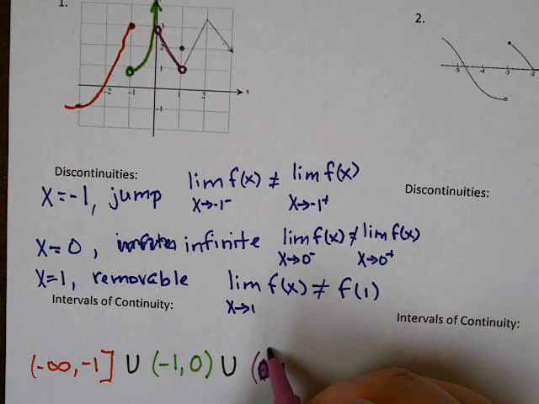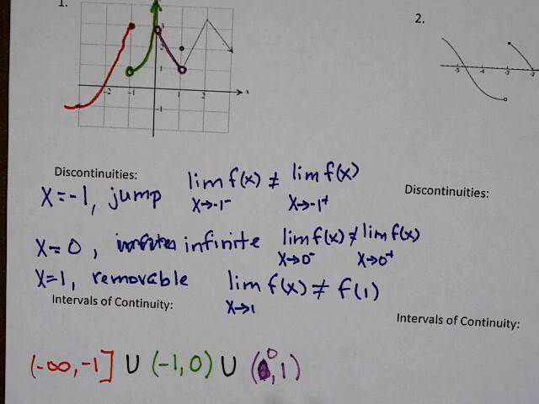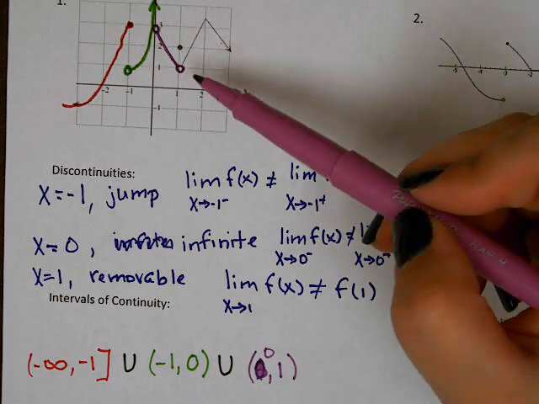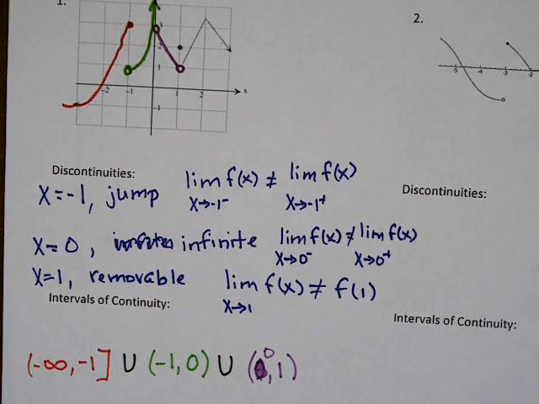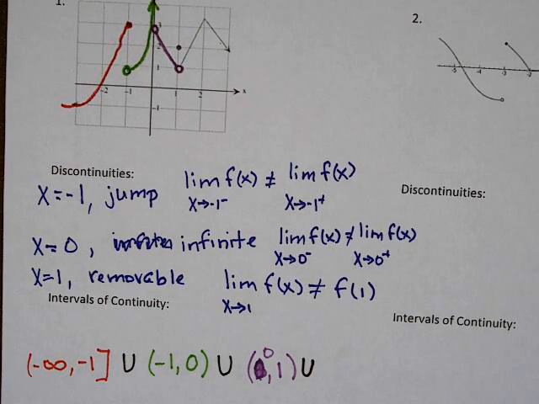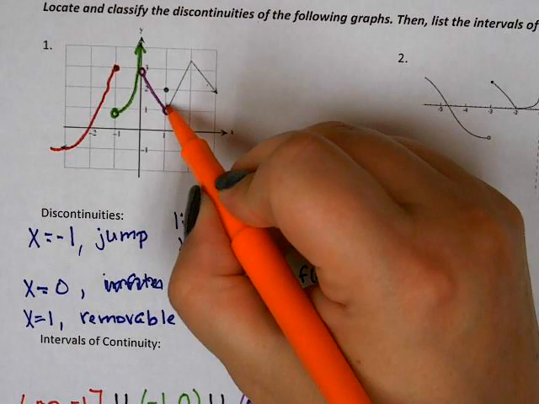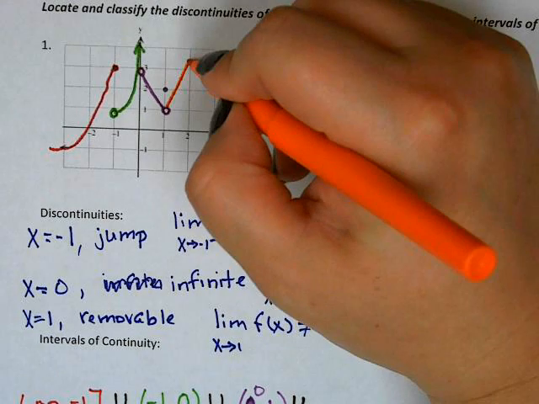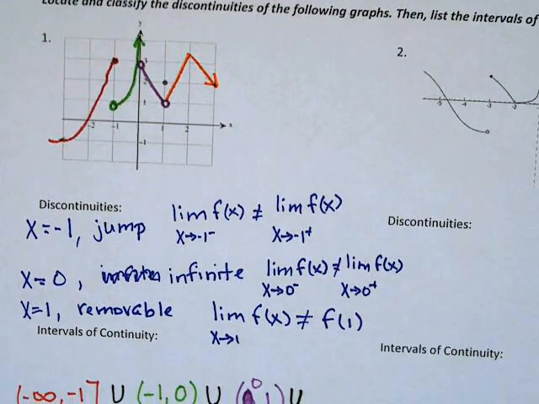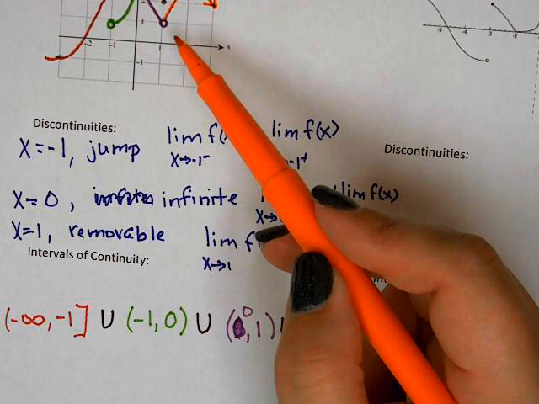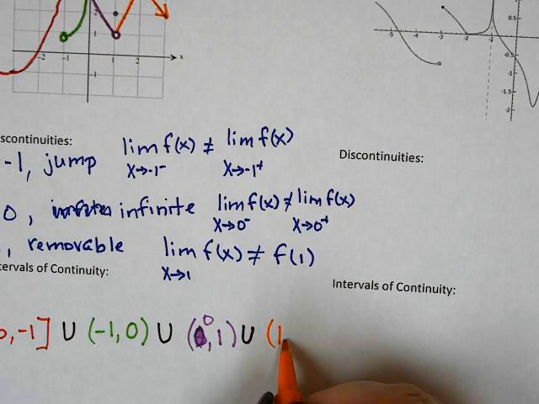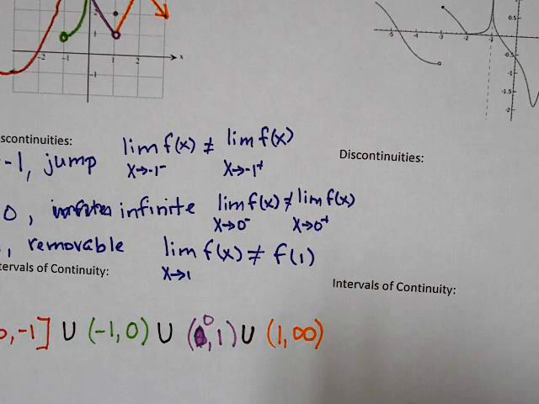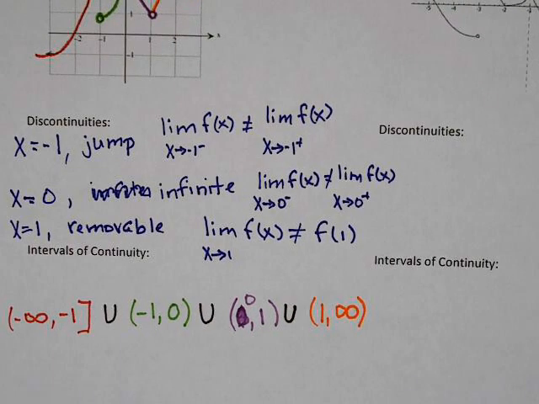This is from 0 to 1, and they are both parentheses because they are not included in our domain. And then we have one more that we need to look at. We have one last patch, which starts at 1 and then goes forever towards infinity. But again, 1 is an open circle, which means it's going to be a parenthesis, and then we're going off to positive infinity.